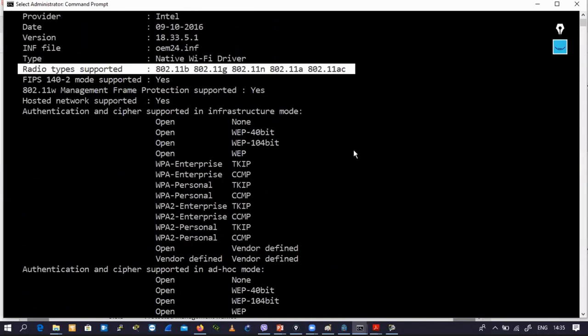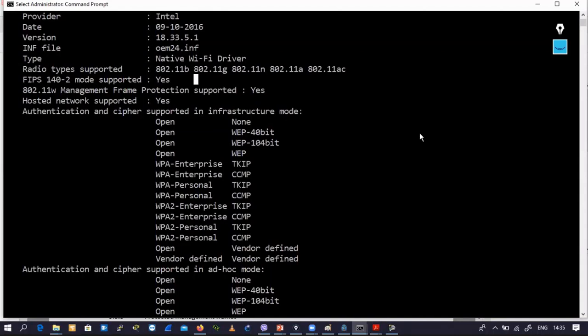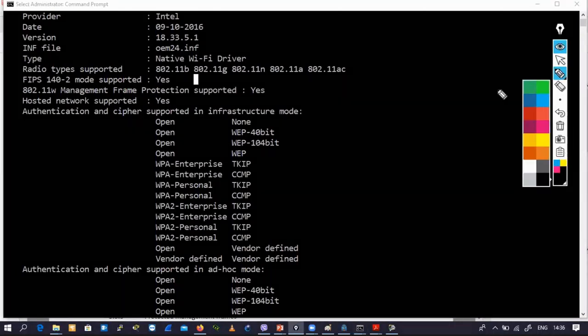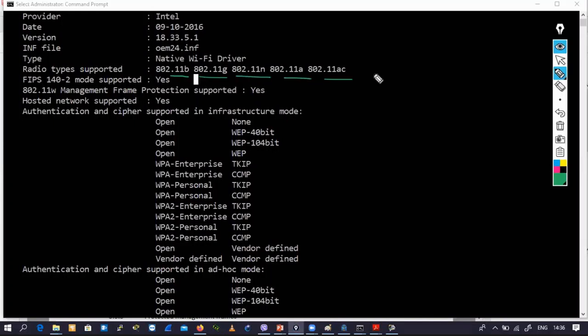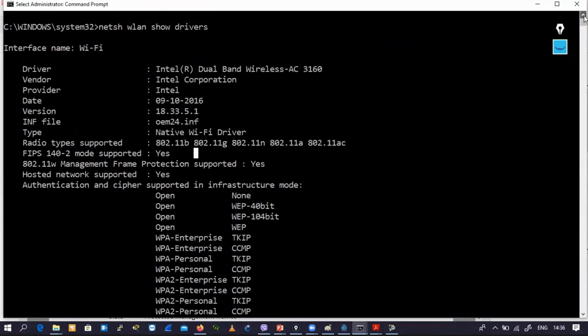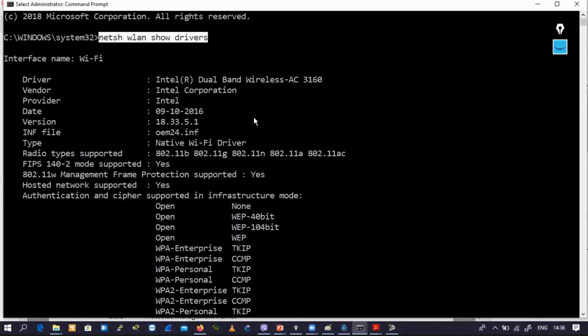I'm very happy. So if I move to my friend's home or any other office, and I get B, my laptop is able to catch B. You can see 802.11b first here, right? My laptop is able to catch everything, because my laptop is up to date. If I move to some campus or university, and the university is broadcasting G, my laptop is able to catch G, N, A, and AC. So I can say my laptop is able to send and receive all the radios. This is the best command to check your laptop's supported radios. The command is netsh wlan show drivers.